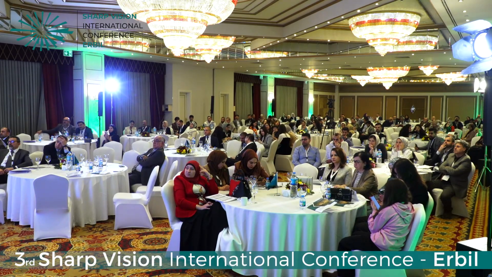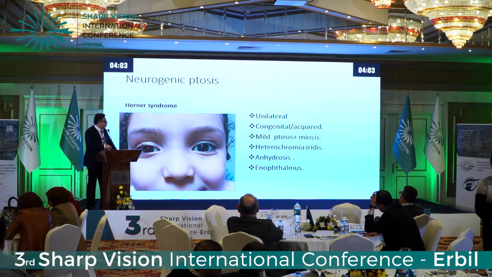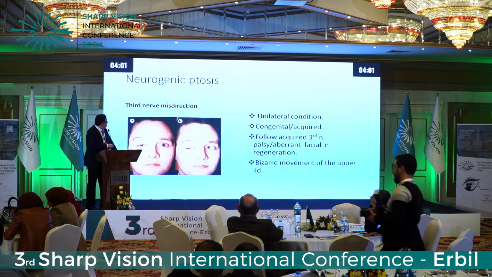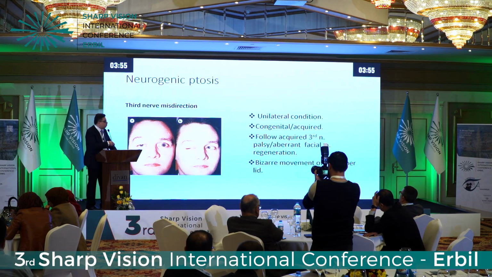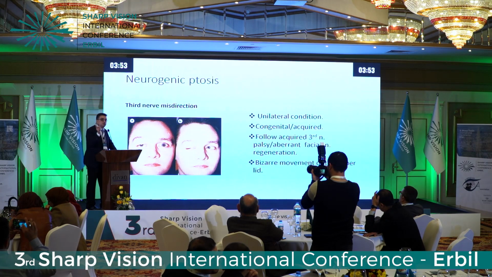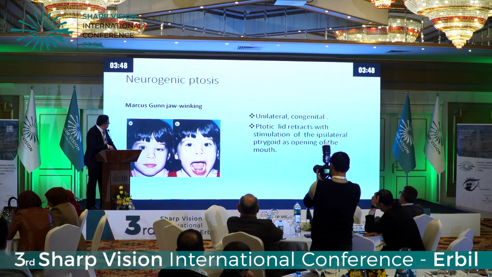In case of Horner syndrome, we all know that it's the triad of Horner syndrome. In case of third nerve misdirection, the most characteristic feature is that we can find bizarre movement of the upper lid with moving the eye to different directions of gaze.